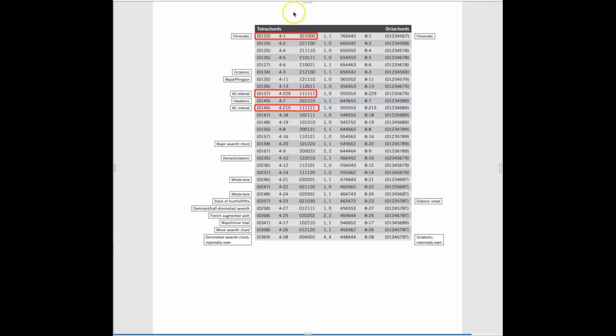However, the opposite is not always a requirement, meaning that we can have two different set classes that are not related by transposition or inversion that do have the same interval class vector. And I marked here these two, 0137, you see the interval class vector is 1, 1, 1, 1, 1, 1, and 0146 also has the same interval class vector 1, 1, 1, 1, 1, 1, and this is called the all interval tetrachord.